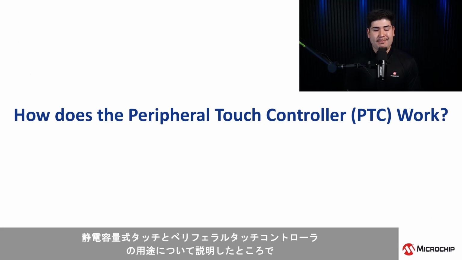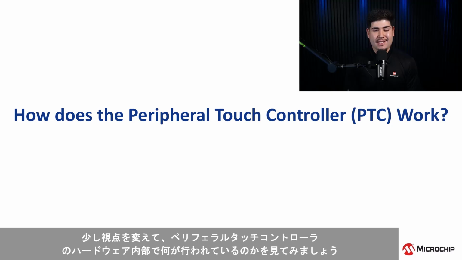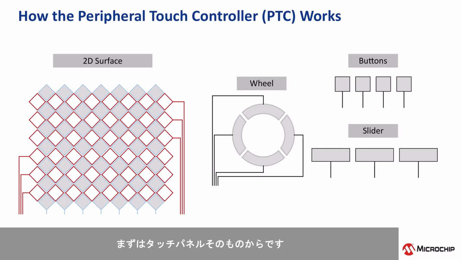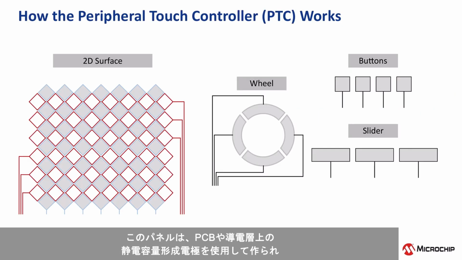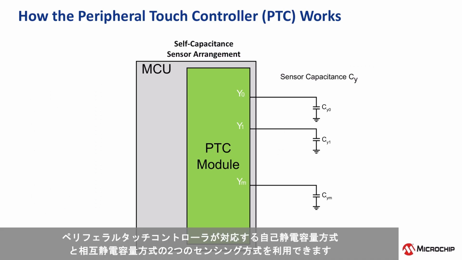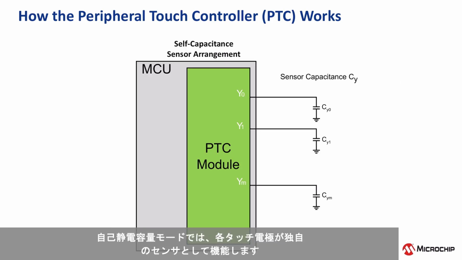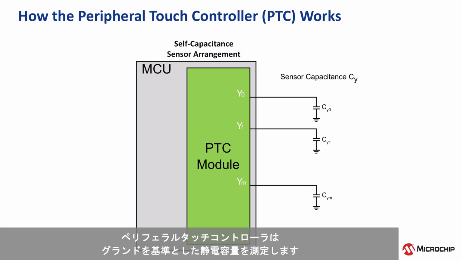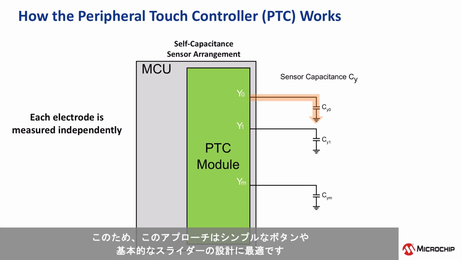Now that we talked about where capacitive touch and the Peripheral Touch Controller is used, let's take a step back and look at what's happening inside the hardware of the Peripheral Touch Controller. Everything starts with the touch surface itself. The surface is created using capacitive electrodes on a PCB or conductive layer shaped as buttons, sliders, wheels, or other layouts depending on your application. Once you have your touch surface, the Peripheral Touch Controller supports two sensing methods, self-capacitance and mutual capacitance. In self-capacitance mode, each touch electrode acts as its own sensor, and the Peripheral Touch Controller measures its capacitance relative to ground, making this approach well suited for simple buttons and basic slider designs.